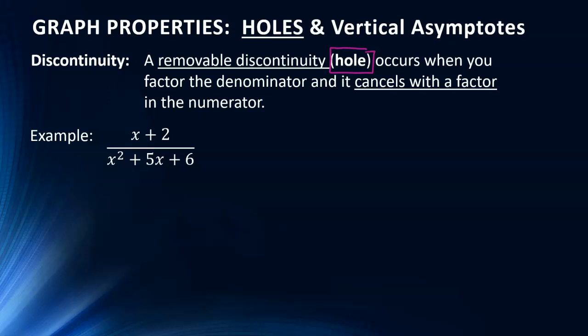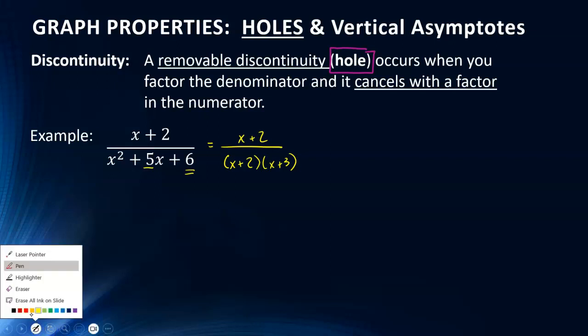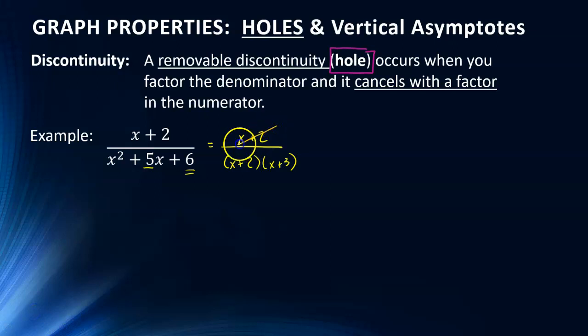Now the denominator isn't factored, so we want to get that denominator in factored form. So I'm going to look to find two numbers that multiply together to be 6 and add together to be 5. Those two values would be 2 and 3. So I'm going to factor this down to be x plus 2 times x plus 3, because 2 times 3 is 6 and 2 plus 3 is 5. Now if you notice, in the numerator we have a factor of x plus 2, and the denominator we also have a factor of x plus 2. So that means we're going to have a hole where x equals negative 2.